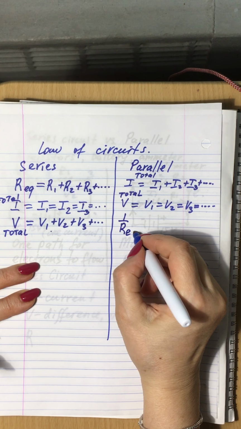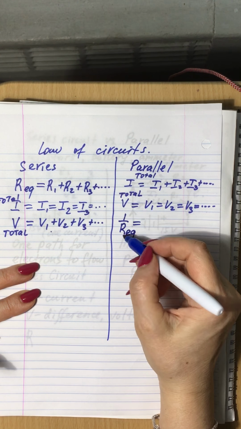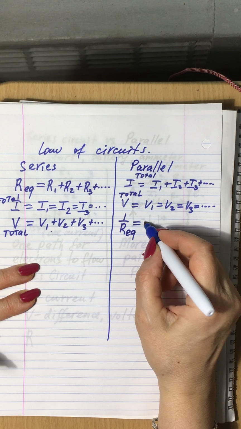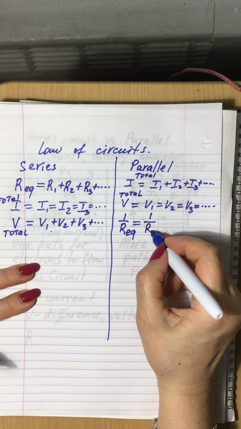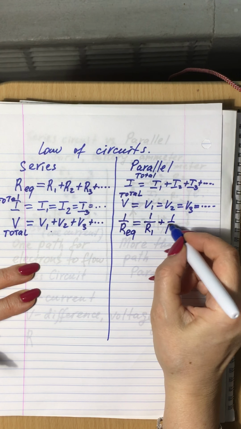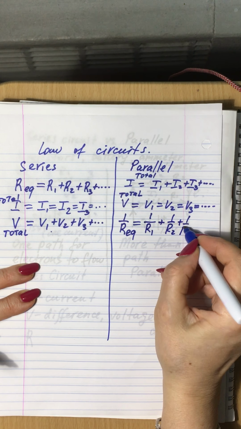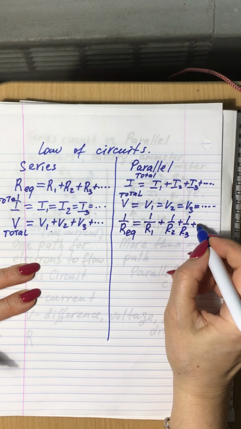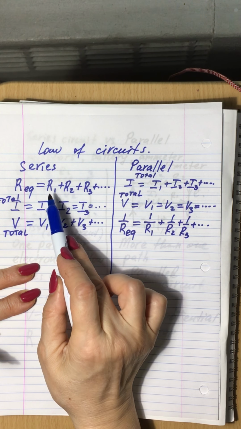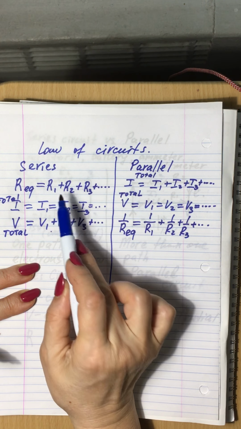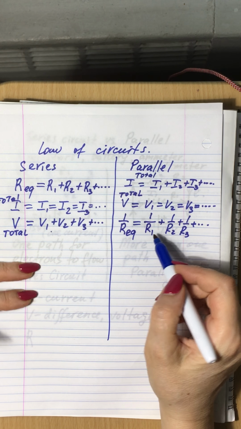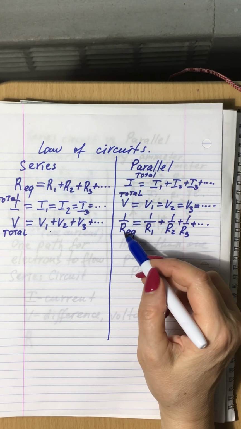So what do we call 1 over something? It's called reciprocal, right? So reciprocal of R equivalent equals 1 over R1, or reciprocal of first resistor, plus 1 over R2, plus 1 over R3. If you have more, you will just keep adding. So to find resistance here, we simply add resistance R1 plus R2 plus R3 and so forth. To find here equivalent resistance, we first find a reciprocal.